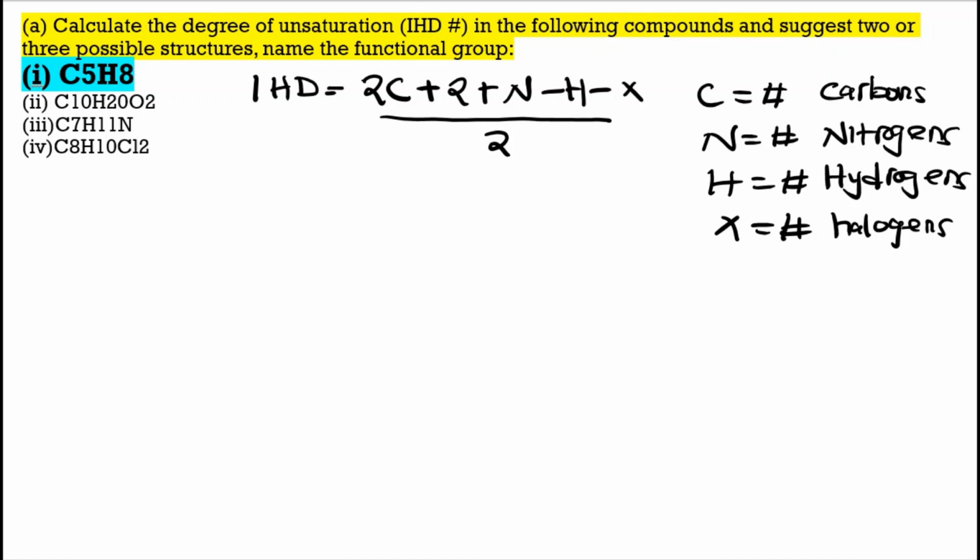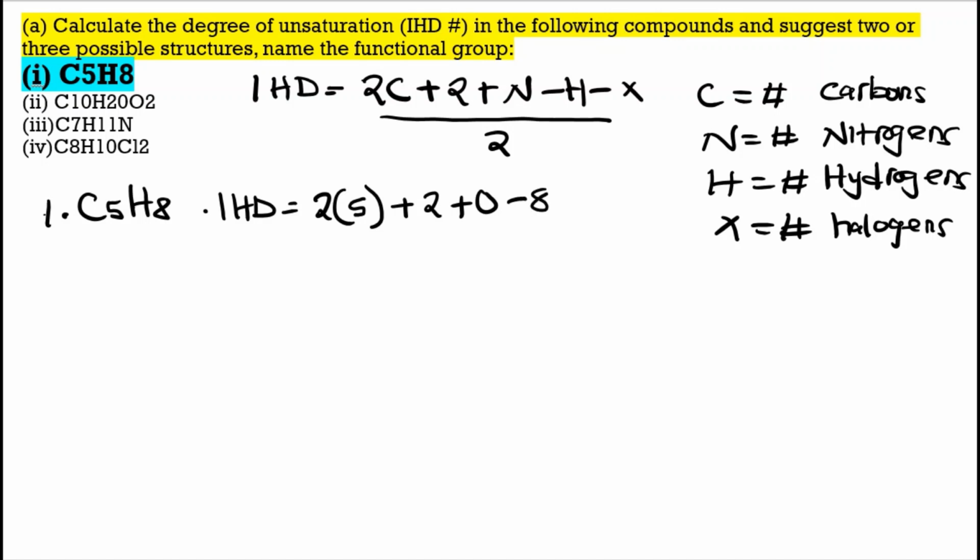So now let's calculate for Roman numeral 1, C5H8. What is the IHD for this? You've got 5 carbons here, plus 2. We don't have any nitrogens, so it's 0, minus 8, minus 0, there are no halogens, over 2. When you do the math here, 2 times 5 will give you 10, plus 2 will give you 12, minus 8 will give you 4. So this will be 4 over 2, and the degree of unsaturation is going to be 2.